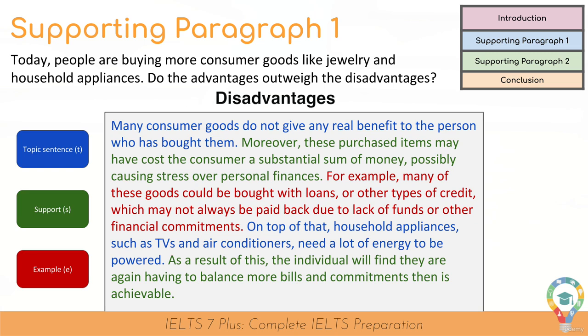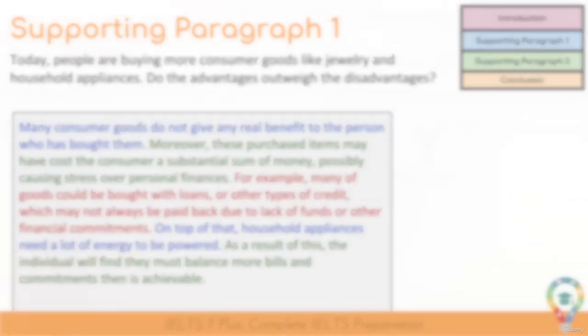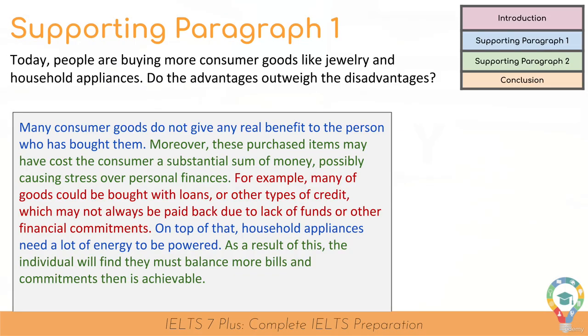On top of that, household appliances such as TVs and air conditioners need a lot of energy to be powered. As a result of this, the individual will find they are again having to balance more bills and commitments than is achievable. Let's take a look at what went well in this first supporting paragraph.